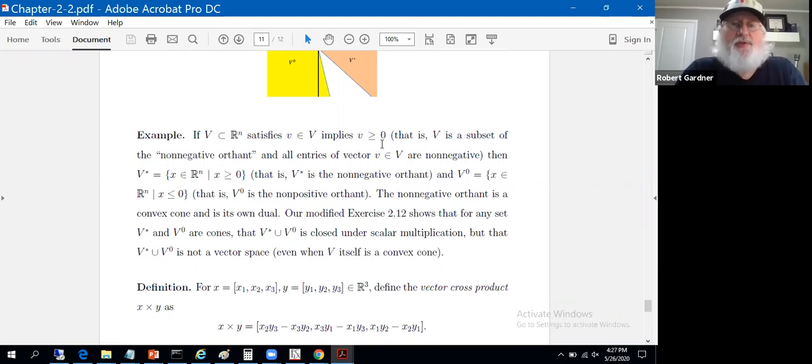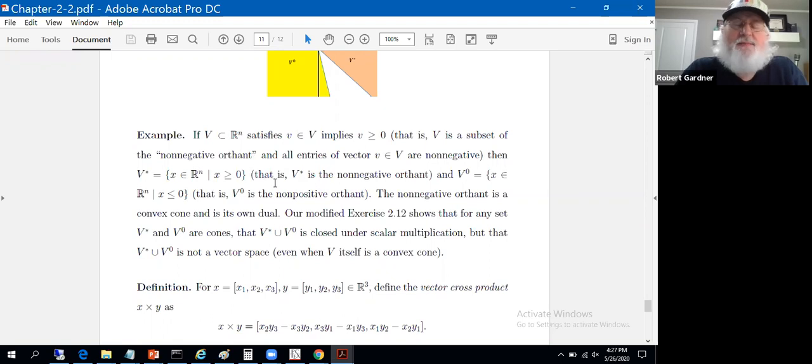In 3 dimensions, it would be the first octant. In higher dimensions, they're called orthants. So it'd be the first orthant or the non-negative orthant. It'd be all vectors with non-negative components. So what we'd get for V star would actually be that set V itself.